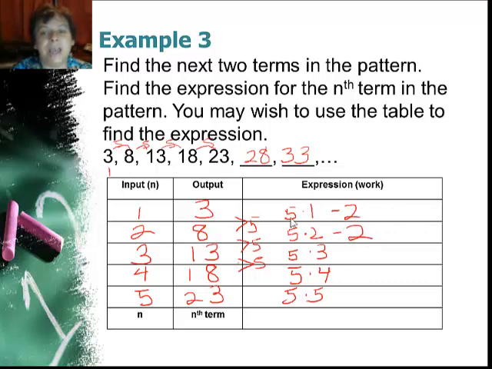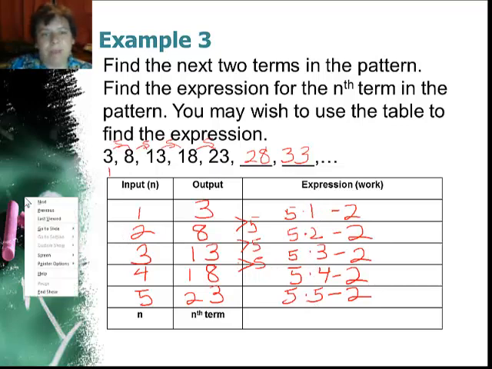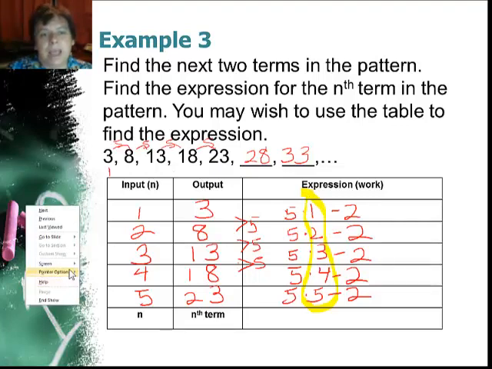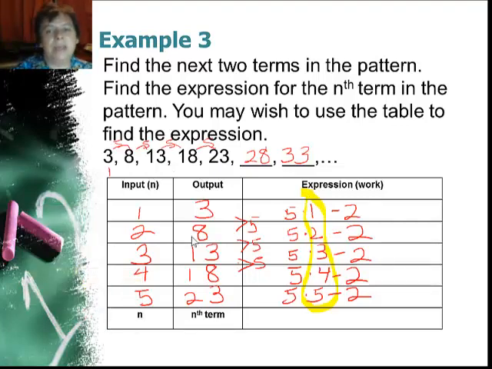So I multiply the n by 5 and then subtract 2. Now, how do I get a rule from this? See this part right here? Let me go ahead and highlight that. That part is the input n. That's the part changing from input to input. So the output is 5 times n minus 2. That is the expression for this pattern.